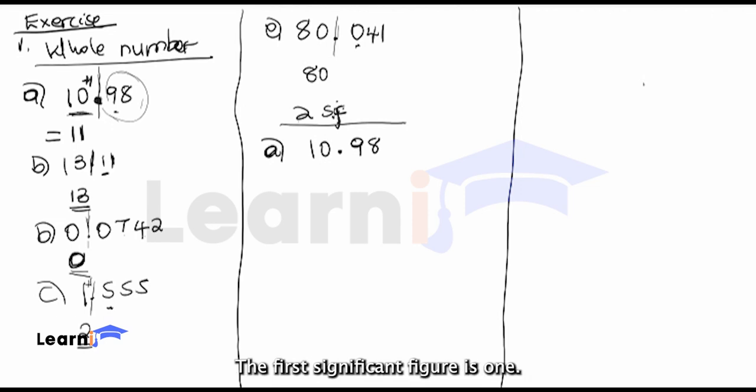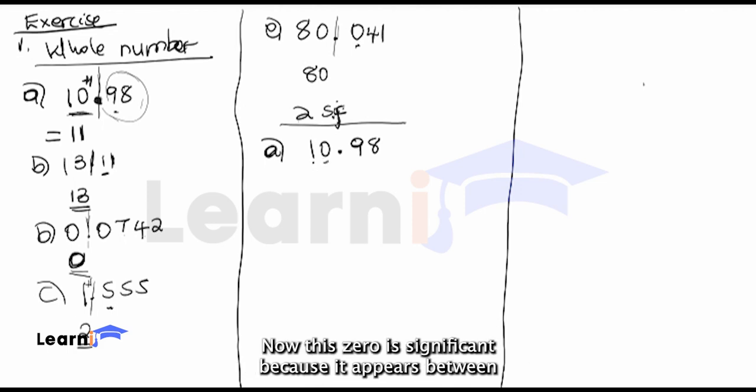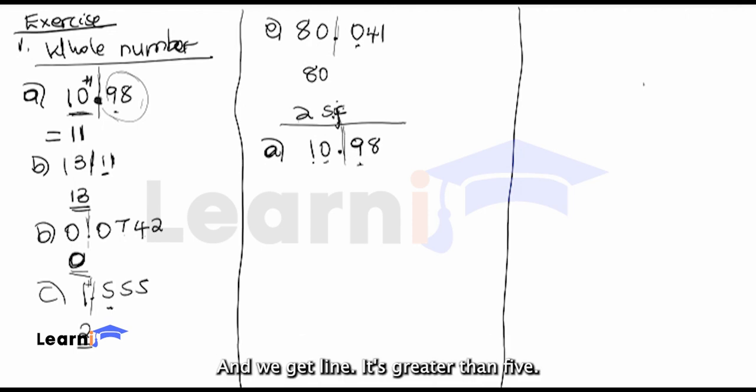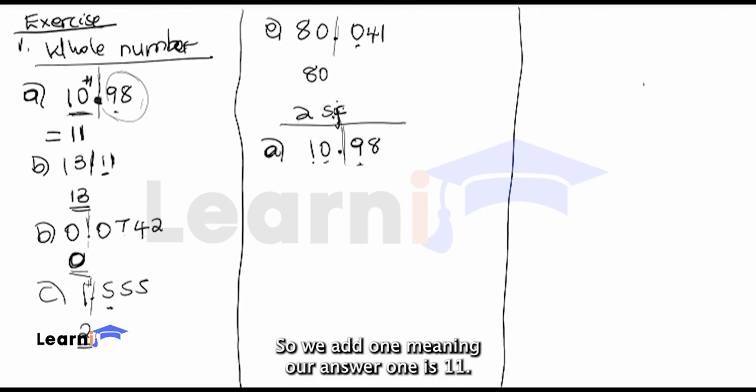The first significant figure is 1. The second significant figure is the 0. Now this 0 is significant because it appears between 2 non-zero numbers, which makes it significant, right? So after the second significant figure, this is where we draw our line, and we look at 9. It's greater than 5, so we add 1, meaning our answer, 10 plus 1, is 11. Our answer is 11.